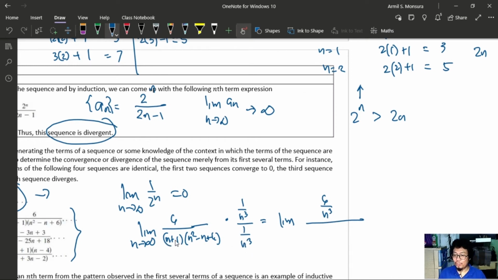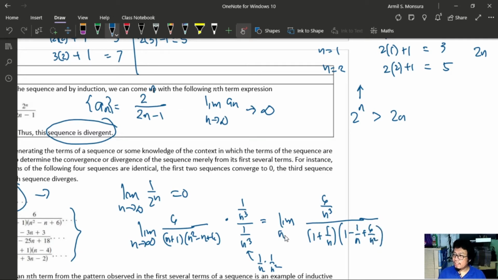1 over n actually goes here, and 1 over n squared actually goes here. So I'll split this into two factors, as 1 over n times 1 over n squared. This gets multiplied on the first factor, and this gets multiplied on the second factor. So the first factor becomes 1 plus 1 over n, and the second factor becomes 1 minus 1 over n plus 6 over n squared.